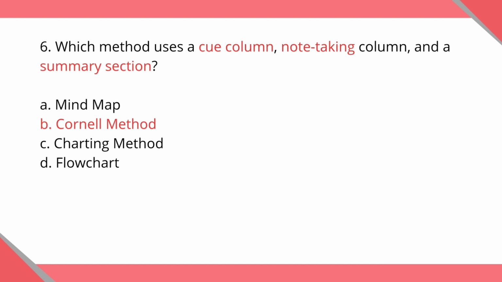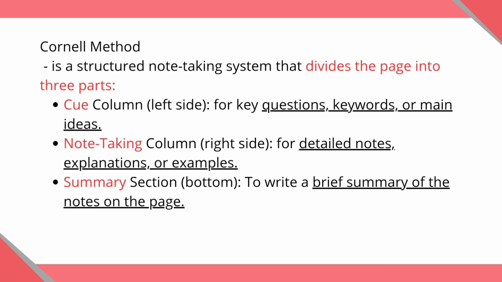Cornell method is a structured note-taking system that divides the page into 3 parts. First, the cue column on the left side. It is for the key questions, keywords, or main ideas. Second is the note-taking column on the right side. It is for detailed notes, explanations, or examples. And lastly is the summary section, which can be found on the bottom. It is used to write a brief summary of the notes on the page.